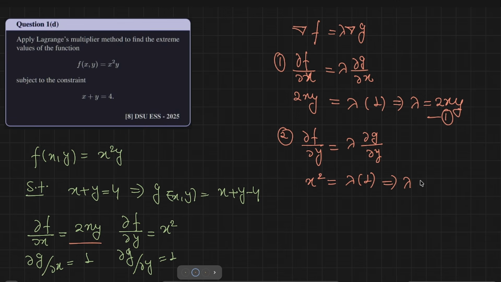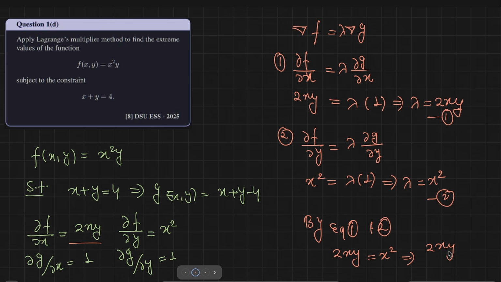So from here, lambda is equal to x square. By equating equation 1 and equation 2, this is basically 2xy is equal to x square. And from here, I can write, don't cut the x square here. Whenever you have this kind of equation, you just write 2xy minus x square equals 0. It means I can take x as common. This is x into 2y minus x is equal to 0.